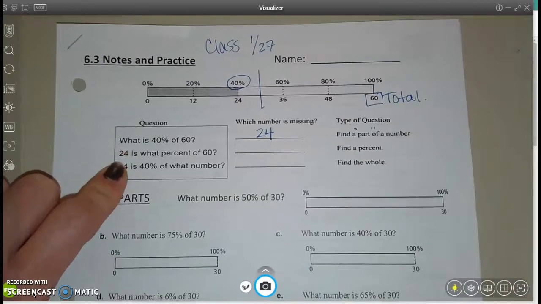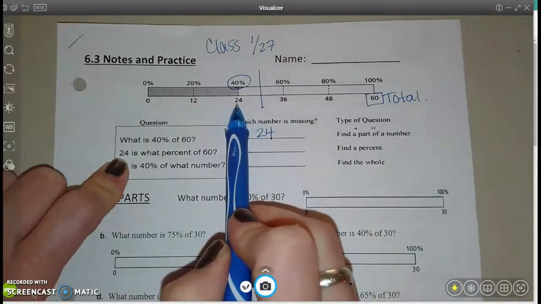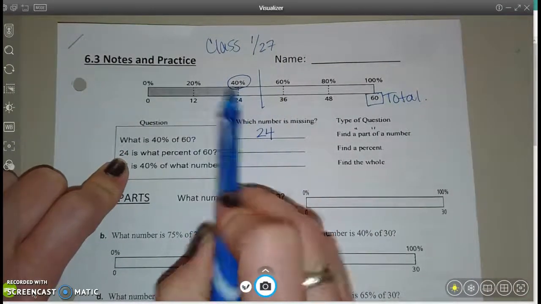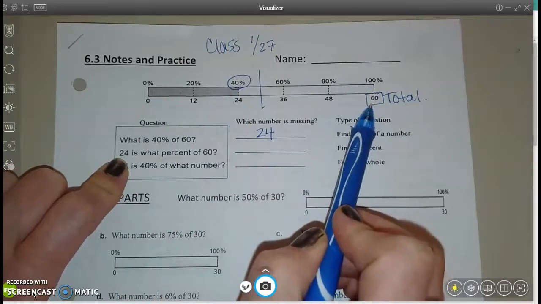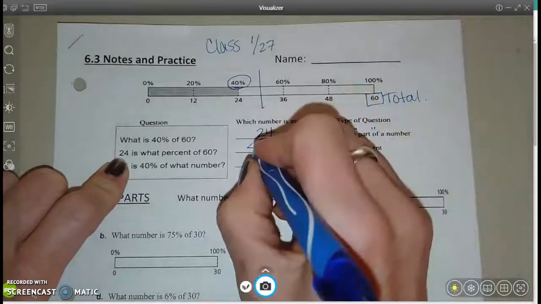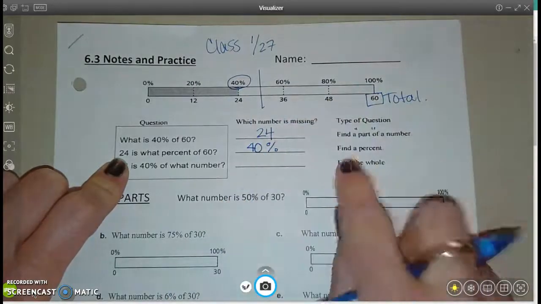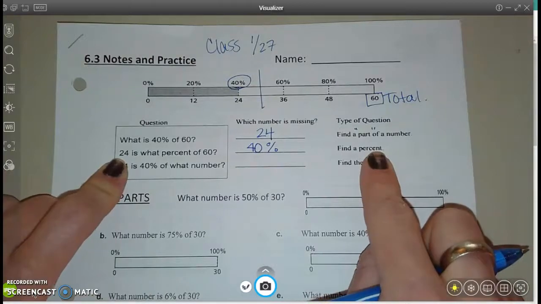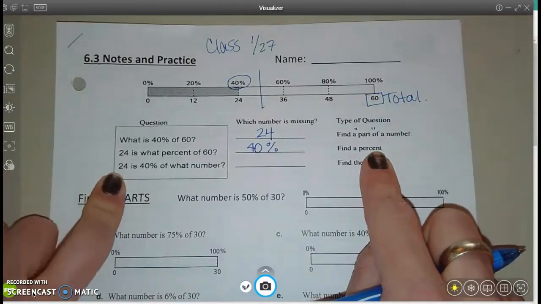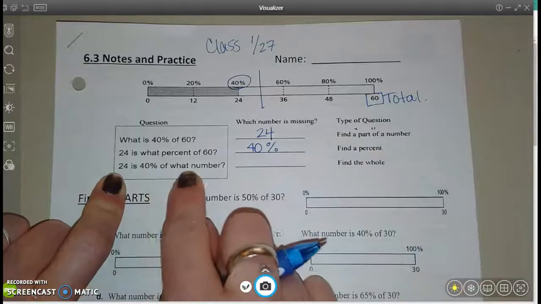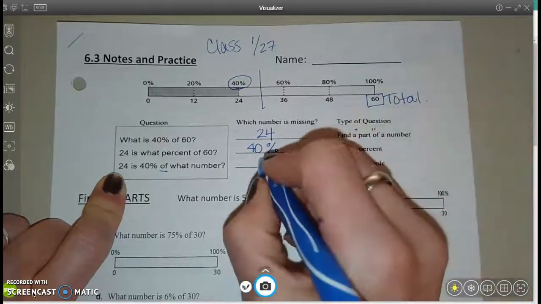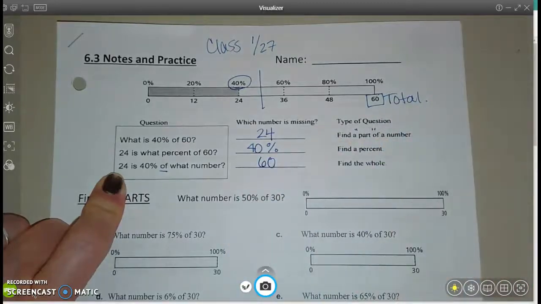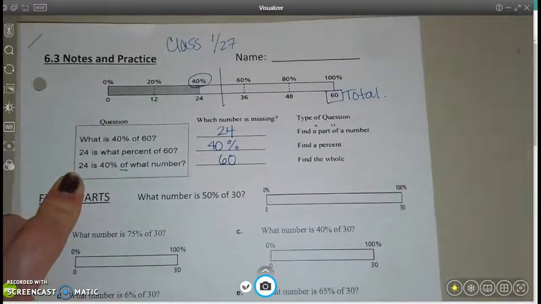We could also ask, 24 is what percent? How much of it is shaded here? What percent of the total? And then my answer would be 40%. That's a question where they're asking us to find the percent. And then, 24 is 40% of what number? Of what number, I'm looking for the total. So our answer here would be out of 60. Find the whole.